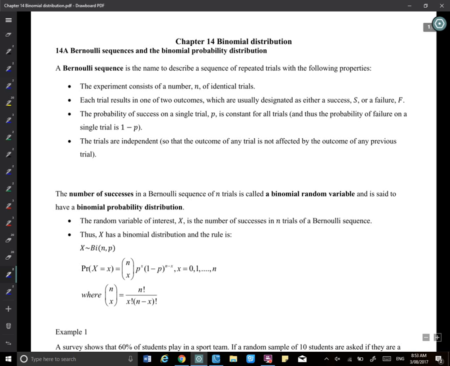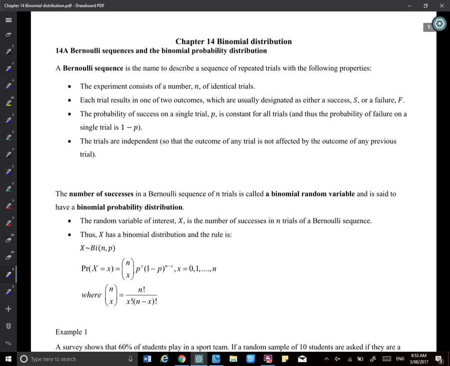It's not purely revision; there's only half a page that is new compared to Year 11. We learned the binomial distribution in Year 11, not sure if you still remember that. So first we need to know the definition of a Bernoulli sequence. So what is a Bernoulli sequence?